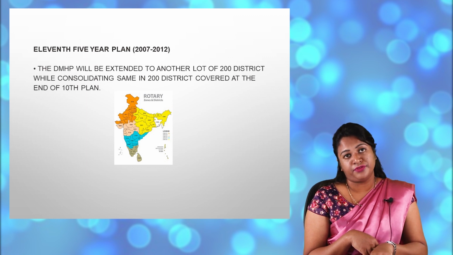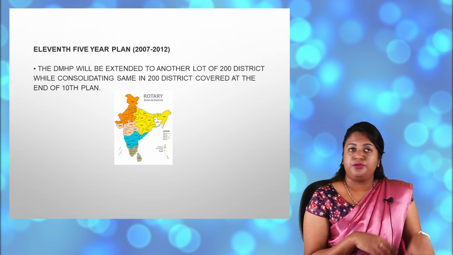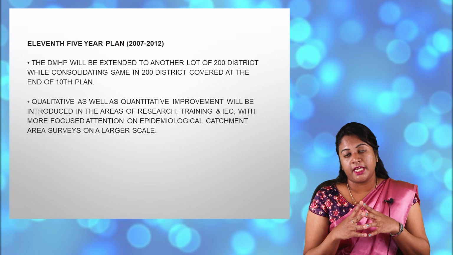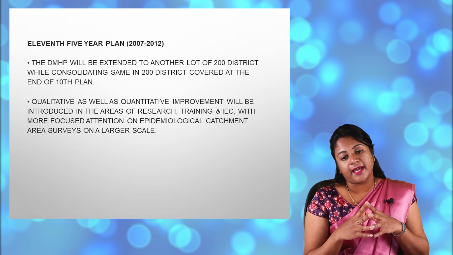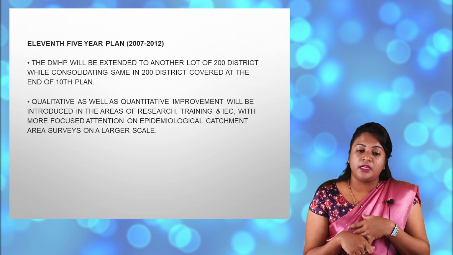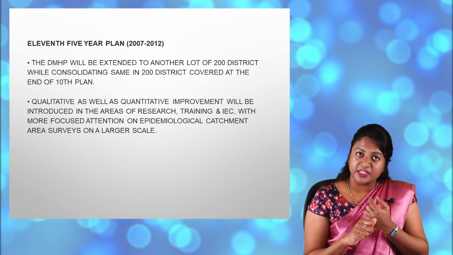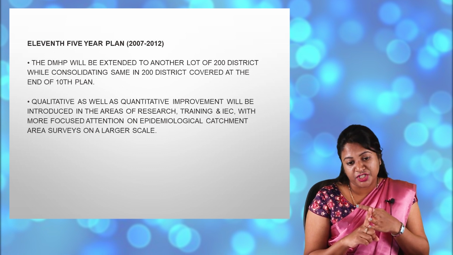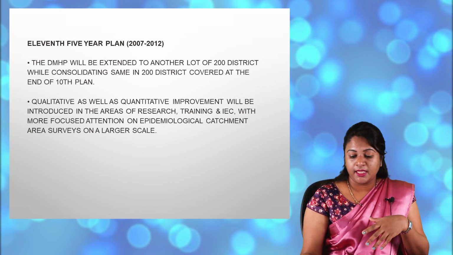So in the 11th 5-year plan also, another 200 districts are to be covered with the district mental health program. Quality as well as quantity improvement will be introduced in the area of research, training and IEC, with more focused attention on epidemiological catchment area surveys on a larger scale. So another emphasis in the 11th 5-year plan is the improvement in both quantity and quality in areas of research, information, education and communication, as well as training of the health professionals, and the epidemiological studies to be conducted in the mental health department.